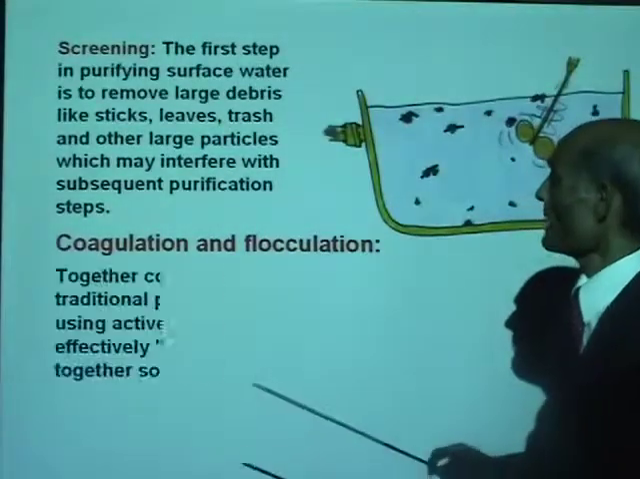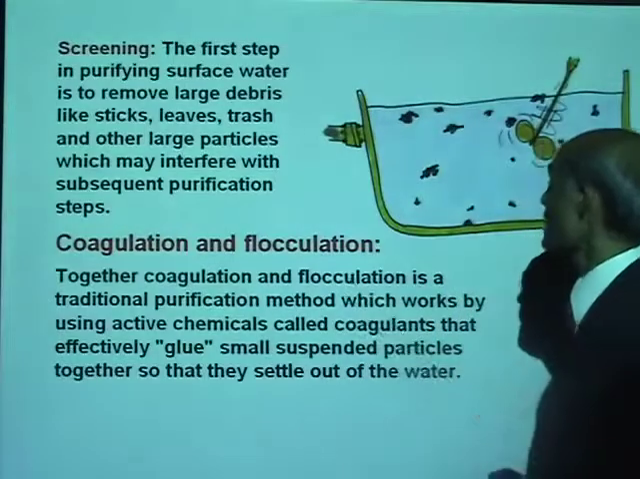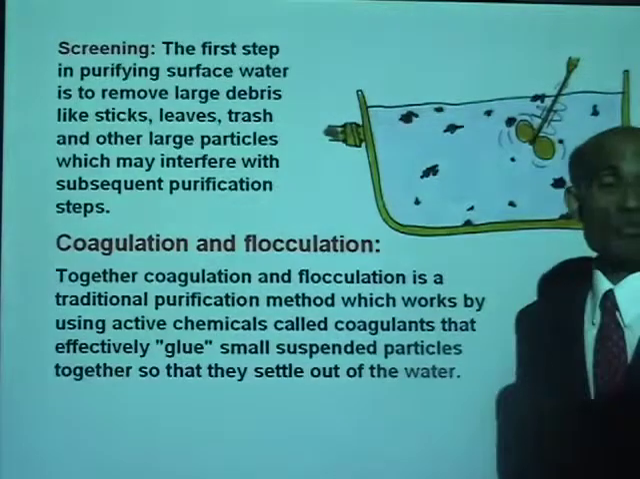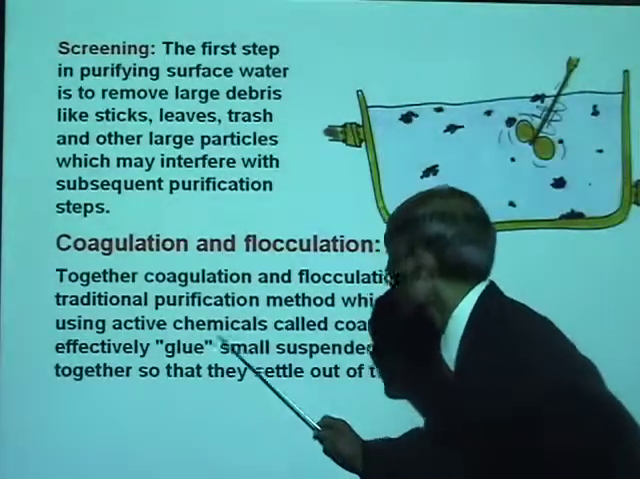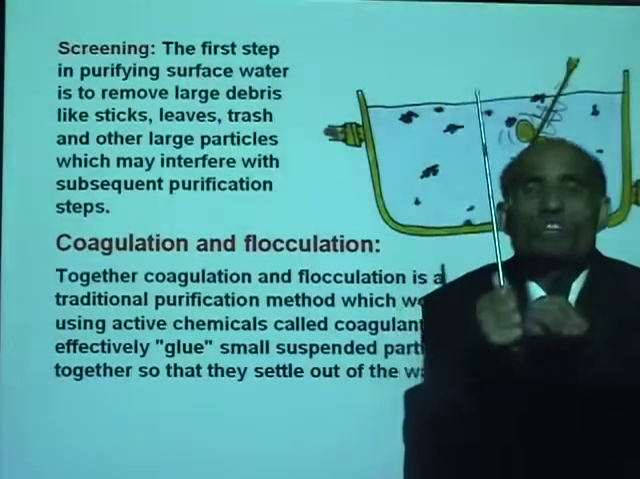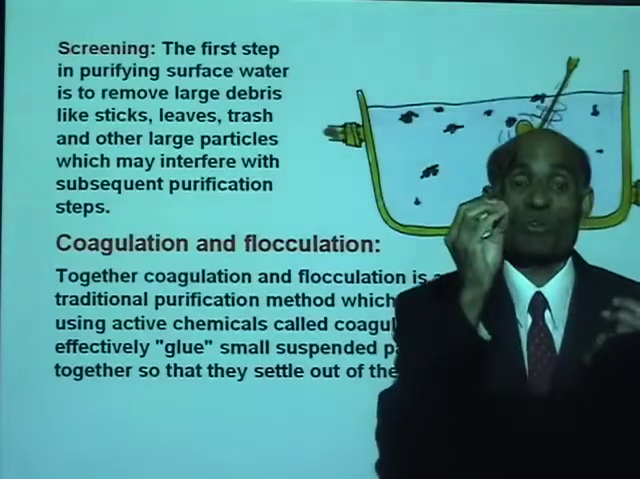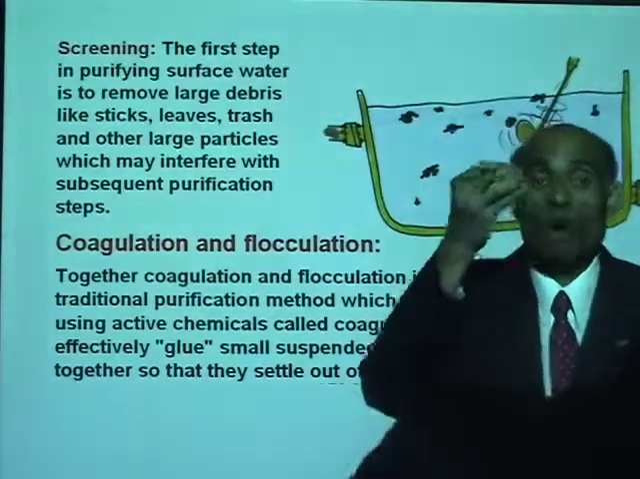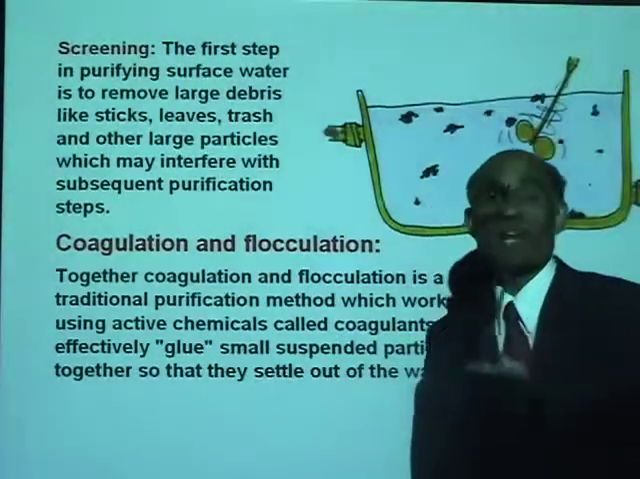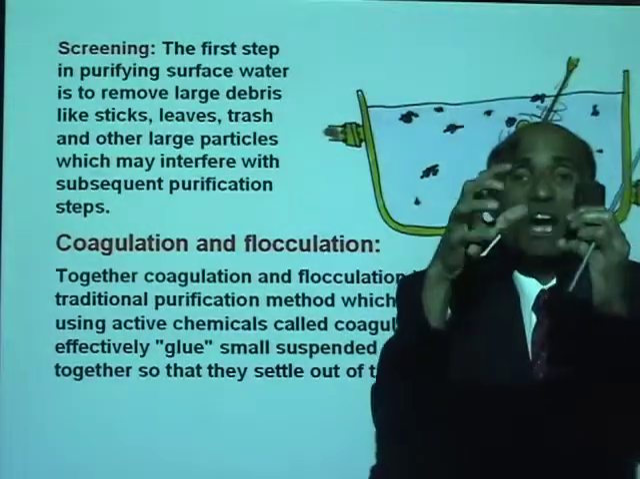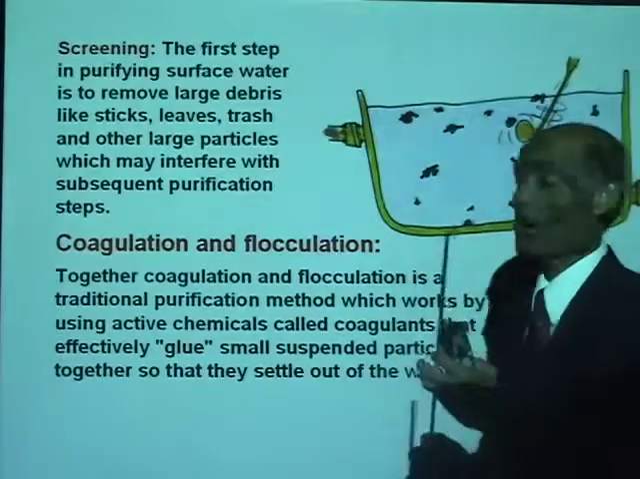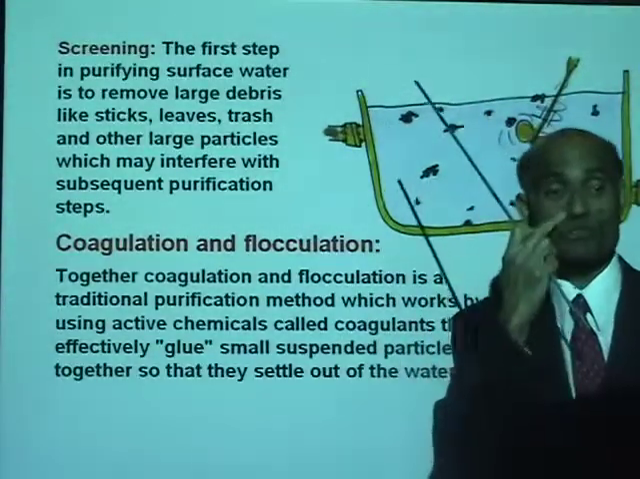What is that? Now, together, coagulation and flocculation is a traditional purification method which works by adding chemicals called coagulants that will effectively glue together small suspended particles. You see, when these suspended particles are very small, they will not settle. Now, these coagulants will help to glue them together. When they are glued together, they become big and heavy and they sink to the bottom. And that is a good way to remove them.